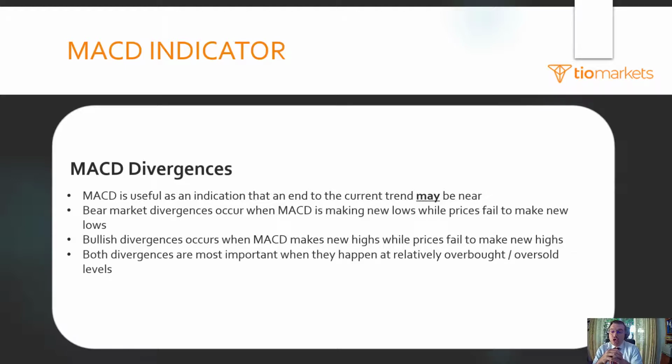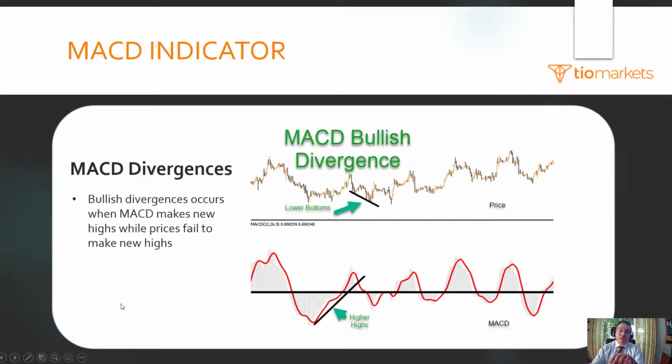The MACD divergence is a fantastic tool to give you some insights and a heads up for what's to come. Bearish divergences occur when the MACD is making a new low while prices fail to make a new low, and bullish divergences occur when the MACD makes a new high while prices fail to make new highs. Both types of divergences are most important when they happen at relatively overbought or oversold areas. So let's get into this, because for me as a trader, the MACD divergence is the most powerful.